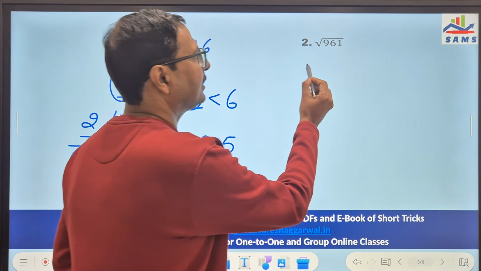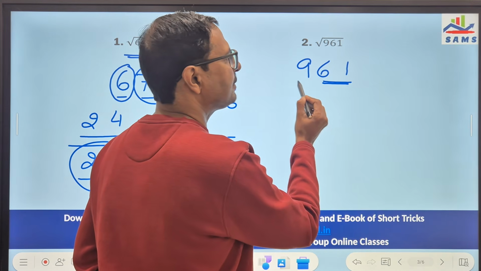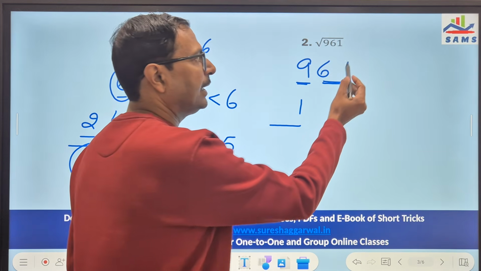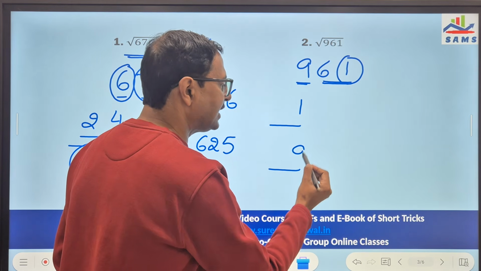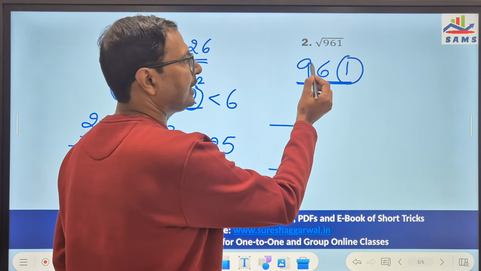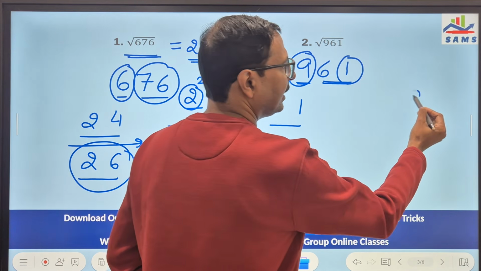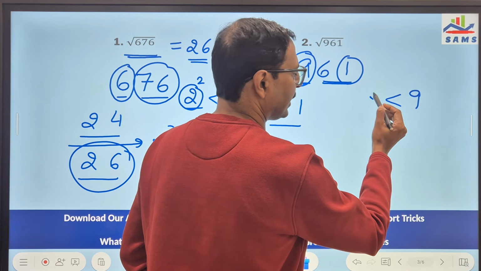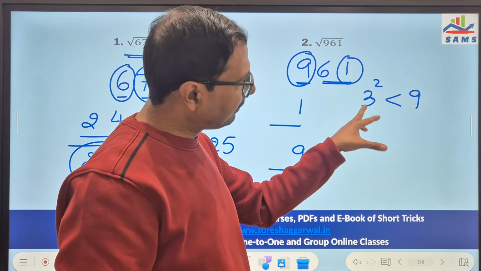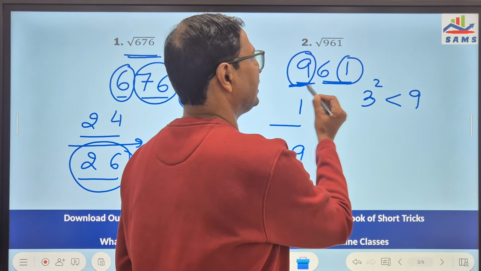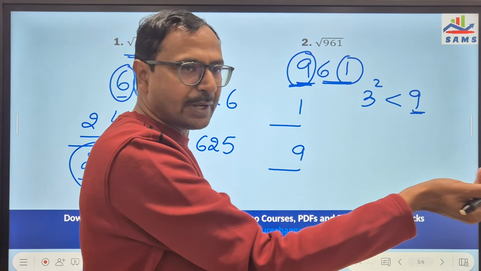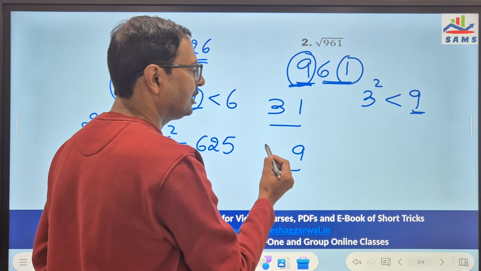Okay, let's see. 961. So 61 forms a pair and 9 is separate. So my answer either ends in 1 because 1 square is 1 ending in 1, or my answer ends in 9 because 9 square is 81, which again ends in 1. And the remaining number 9. 9 is very close to 3 square, right? So 3 square, see 3 square is 9 only. So the number cannot be more than this digit. Okay, it can be equal to or less than that number. So 3 square is 9, which is equal to 9. So 3 forms the remaining part of your answer.